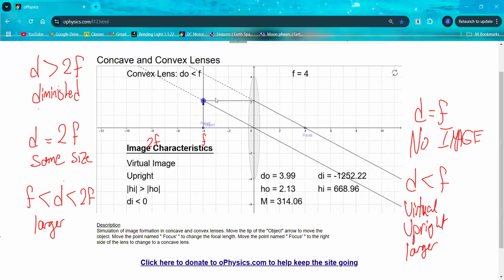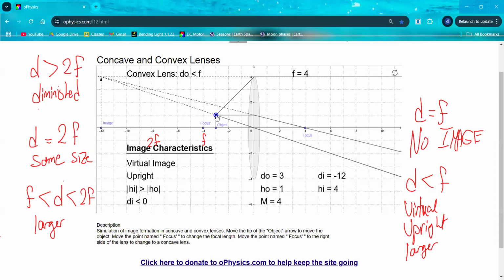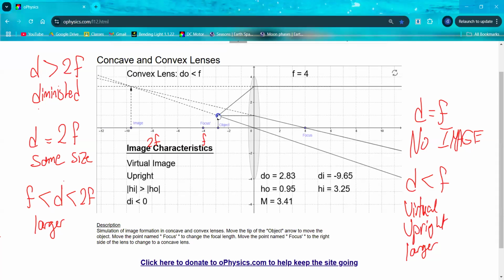At the focal point, exactly at the principal focus, no image appears. What happens if we decrease the distance even more? The image appears, but it's virtual, upright, and larger. When the distance is less than the focal length, as the object gets even closer to the lens, the image gets smaller, okay?